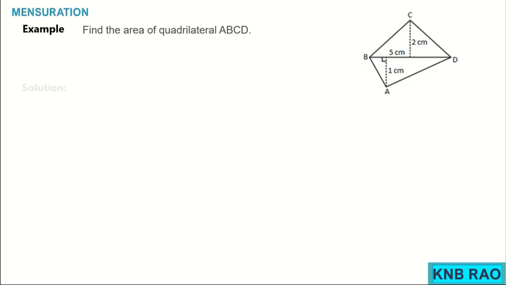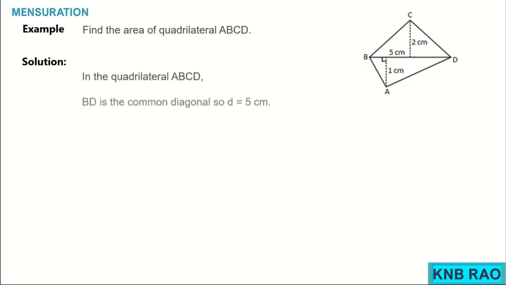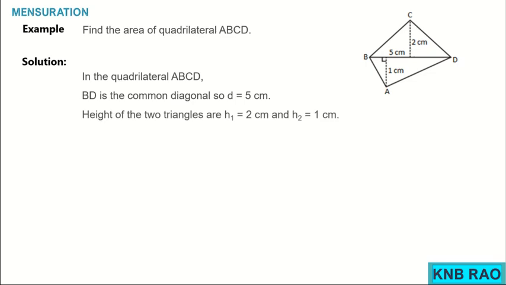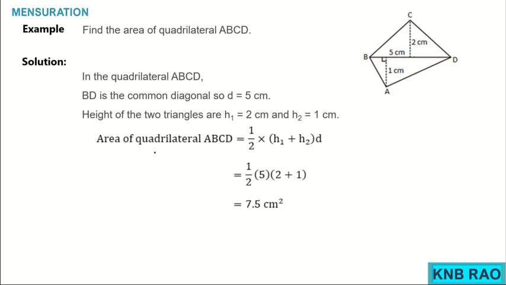So, the solution will be to find the area of this quadrilateral ABCD. BD is the common diagonal, which is 5 centimeters. The heights of the two triangles are H1, 2 centimeters, and H2, 1 centimeter. Now, you know the formula for finding the area of quadrilateral ABCD is half of the sum of H1 and H2 multiplied by the diagonal, that common diagonal.